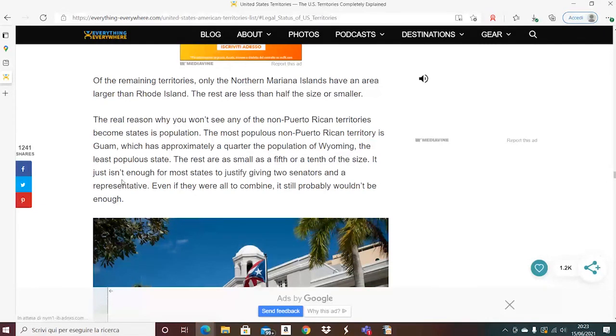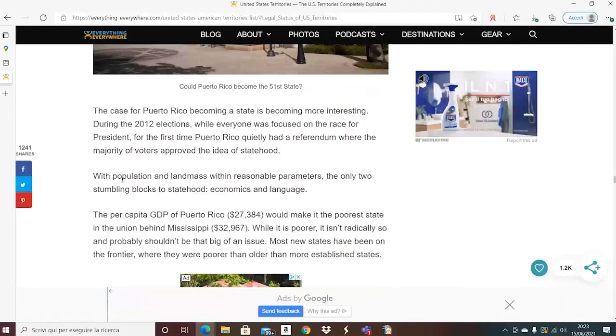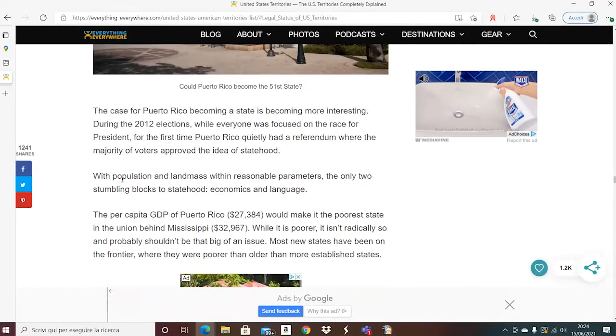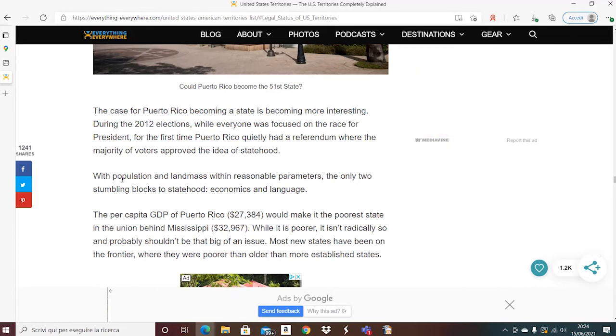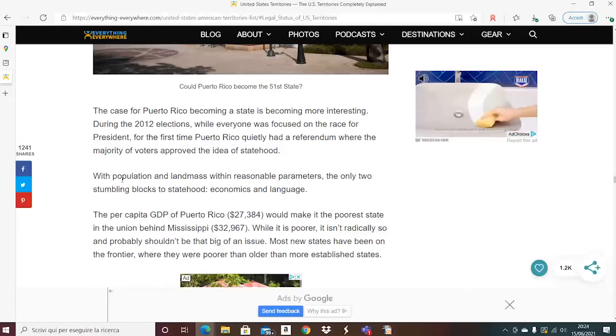The case for PR becoming a state is becoming more interesting. During the 2012 elections, while everyone was focused on the race for president, PR quietly had, for the first time, a referendum where the majority of voters approved the idea of statehood. With population within reasonable parameters, the only two stumbling blocks to statehood are economics and language.